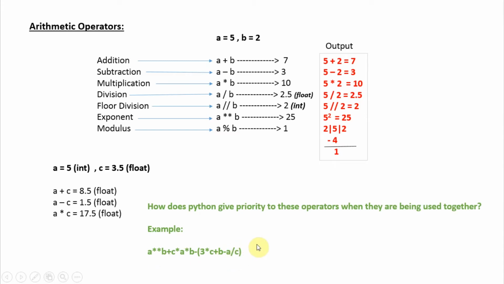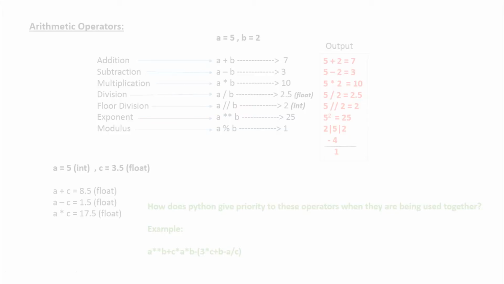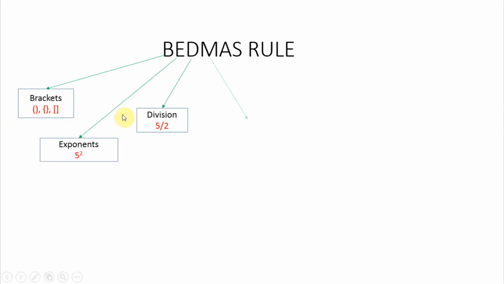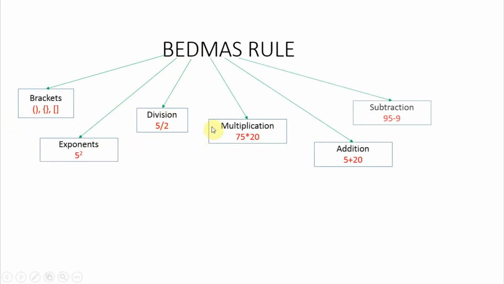What will happen now? How will Python calculate this? So for this, Python will be following the BEDMAS rule. Here B is brackets, E stands for exponents, D is division, M for multiplication, A for addition, and S for subtraction. You can see the priority, the priority is given like this.